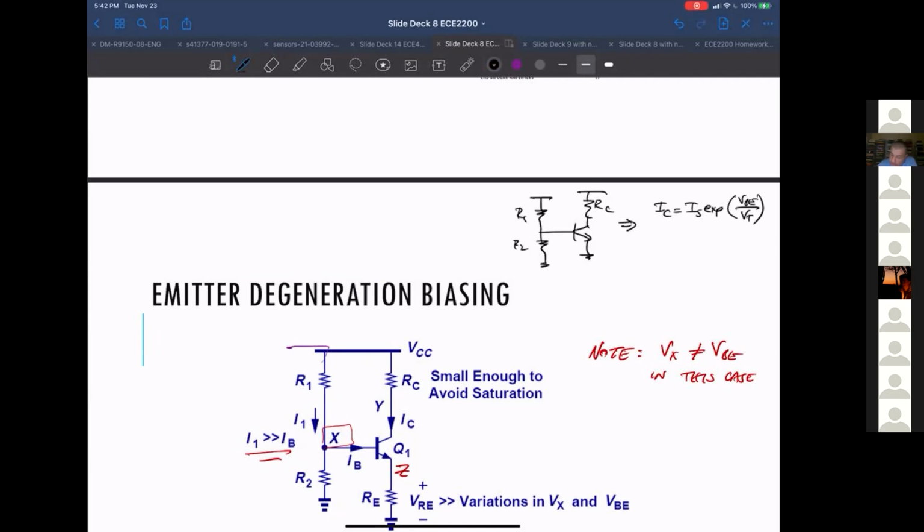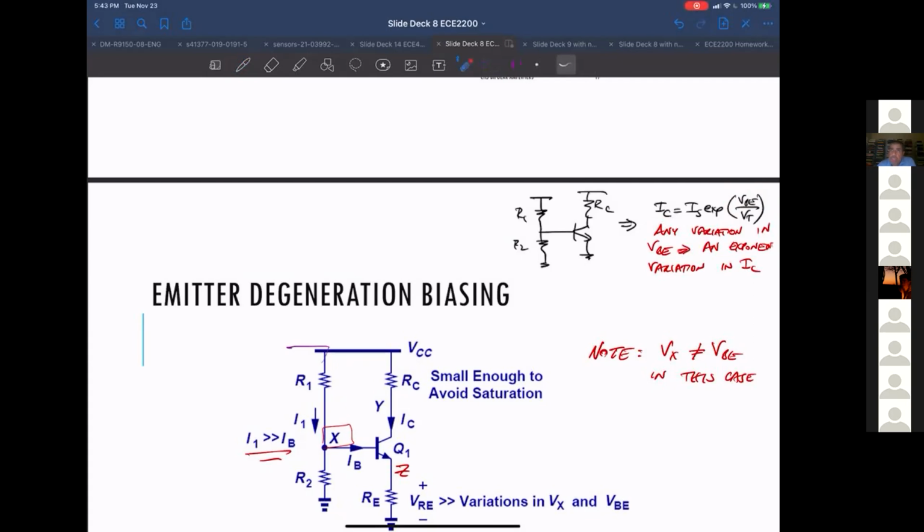And notice, any variation in VBE gives you an exponential variation in I sub C. If you remember, just a 60 millivolt variation in VBE gives us a 10x change in I sub C. That's a huge variation.